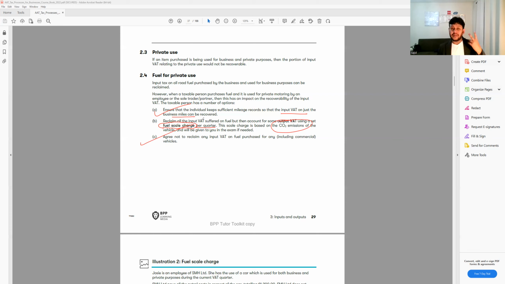Three options. The first option, you keep a record, business and private. The next option is you pay the scale charge and claim all the input VAT, regardless of business and private. The third one, you don't do anything. Simple as this.